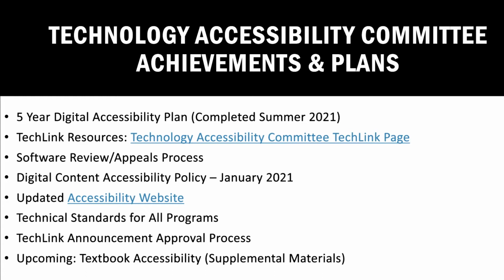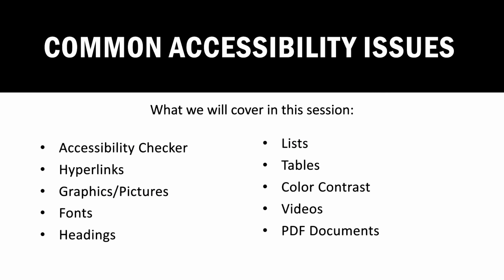Recently, we have begun looking at the accessibility of TechLink announcements. This includes all information that might be in an announcement, such as images, graphics, and attachments. In the future, we hope to work closely with the college bookstore to ensure that textbook accessibility is available, including all supplemental materials. In today's session, we will be covering the following topics.